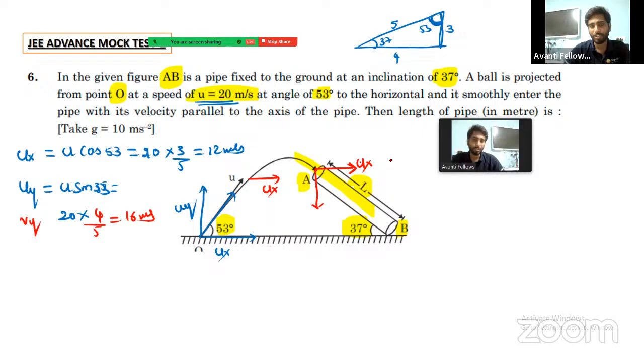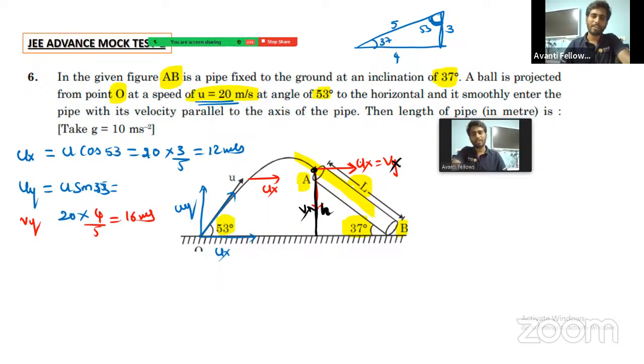Let us write this as Vx and this as Vy. At this point, Vy, and take the height as h. There is no problem. H.